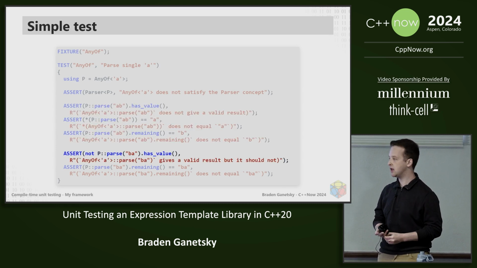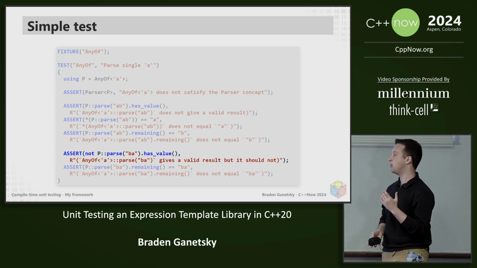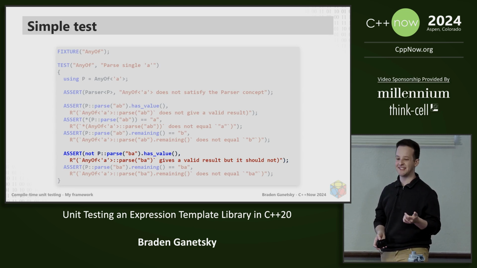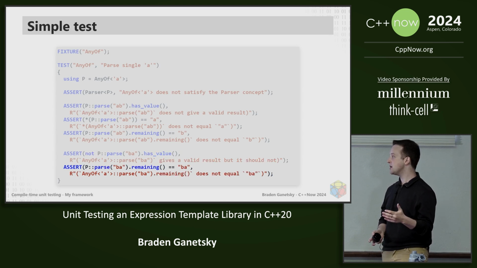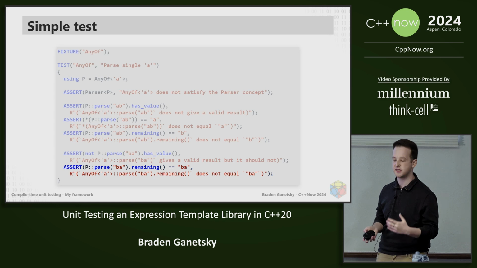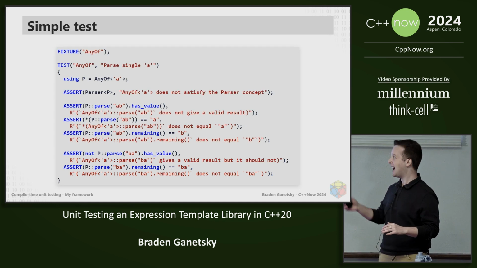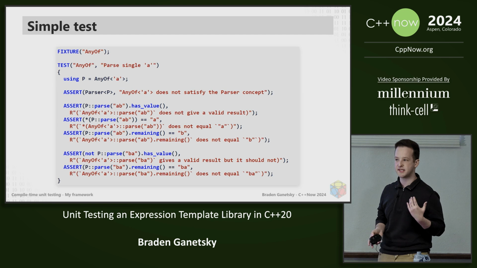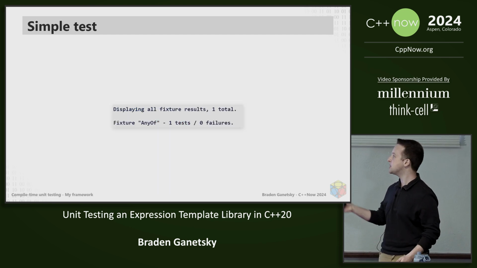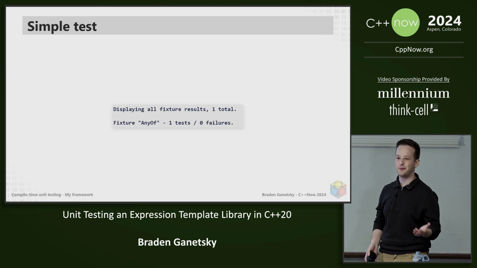Next, I'm going to check something that is supposed to fail. So in this case, it's supposed to fail with BA because it's a parser that parses a singular A. And then also, the remainder is supposed to be still BA because it didn't parse anything. It didn't consume anything, so you still have whatever is left. And again, the descriptive error messages, I like being as descriptive as possible because I want to solve my bugs as fast as possible. So this passes, and this is a runtime pass. Now, if it was a failure, it would be a compile time failure.